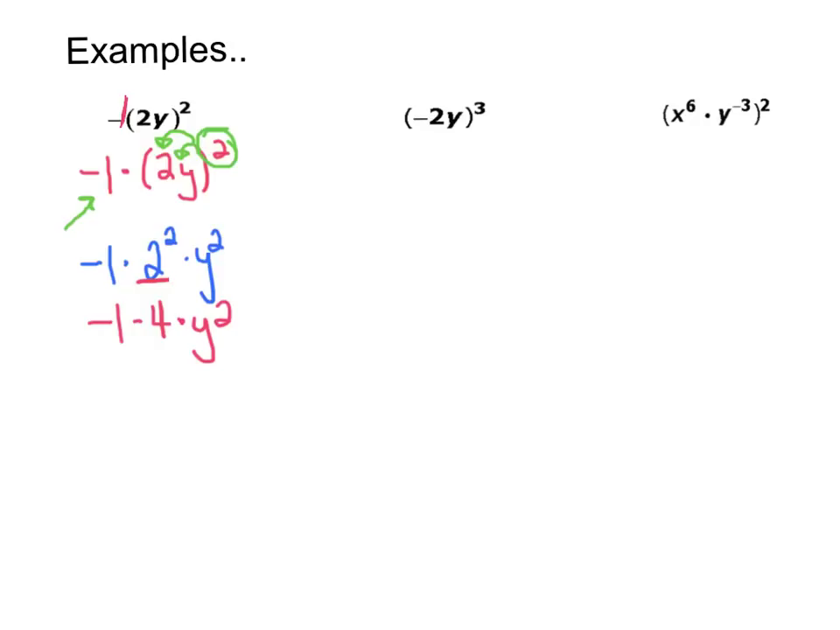And then I end up with negative 4, because I can multiply this, y to the second power.